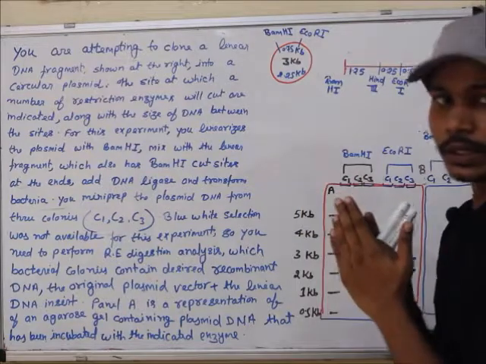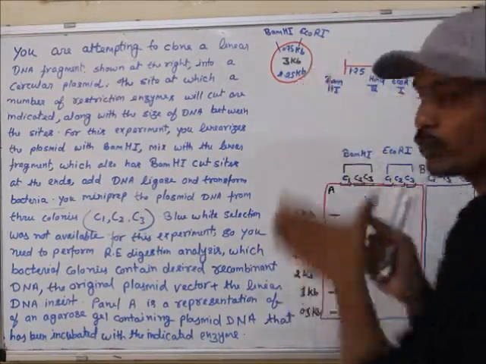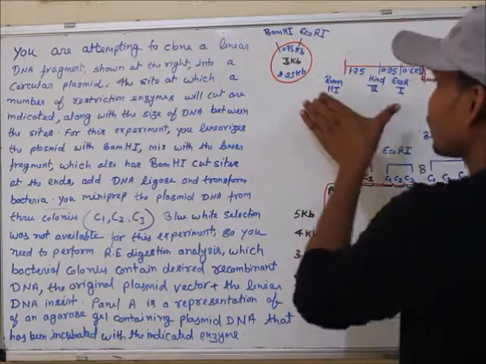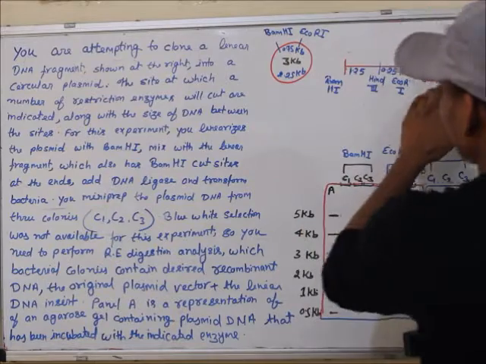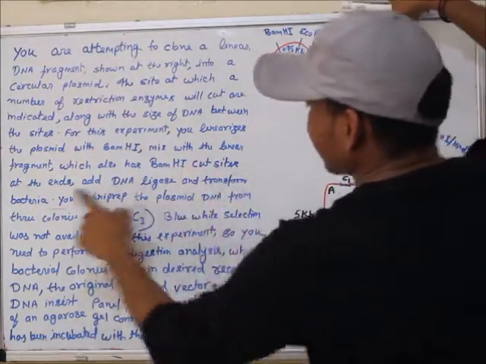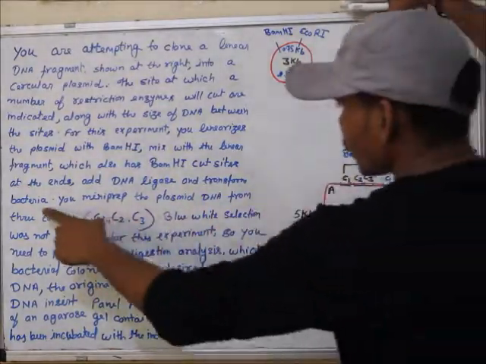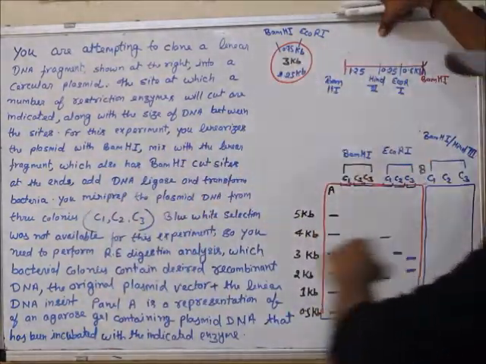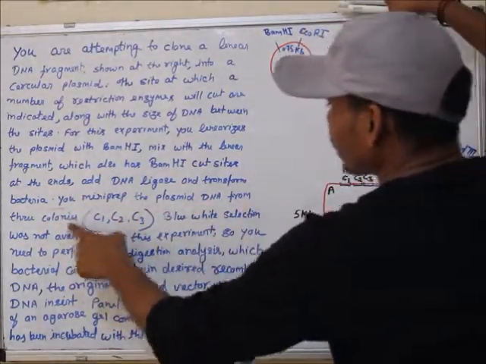I have described these topics before this lecture. So please, if you have not listened to or seen that lecture, then go back to the earlier lectures. Then with BamHI cut sites at the ends, add DNA ligase and transform bacteria. Okay. Then you miniprep the plasmid DNA from 3 colonies.